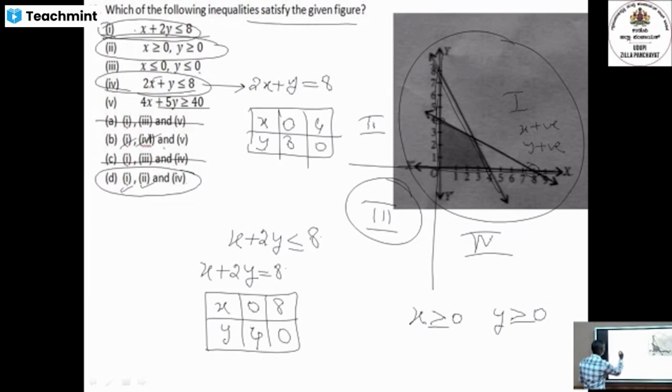is also a single straight line, correct? So there is only 3 lines, whereas region is determined by how many lines? 4 lines.